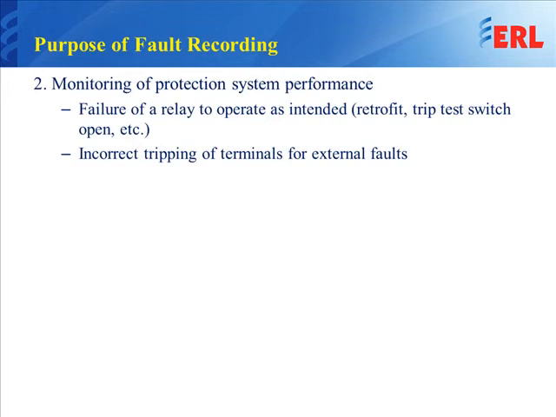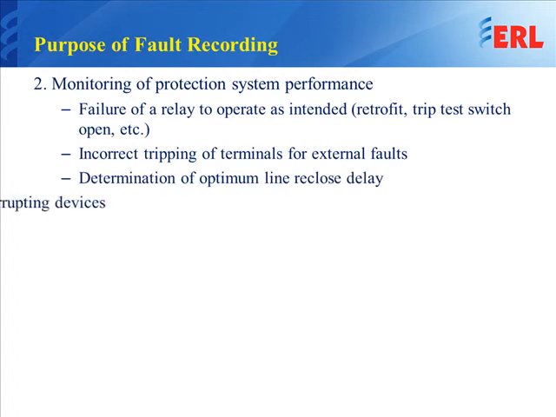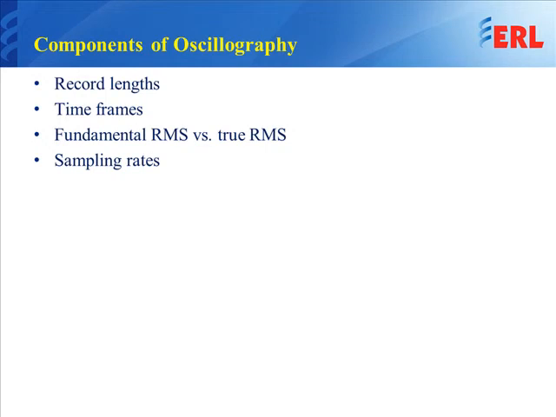Also, another reason why we want to do fault recording is because certain relays would operate during external faults. For example, bus protection or transformer differential protection sometimes operate during external faults. And the oscillographic data can tell us what happened during such event. We can also analyze line reclosing and the times that it took to open the breaker. Breaker failure analysis is also very important.